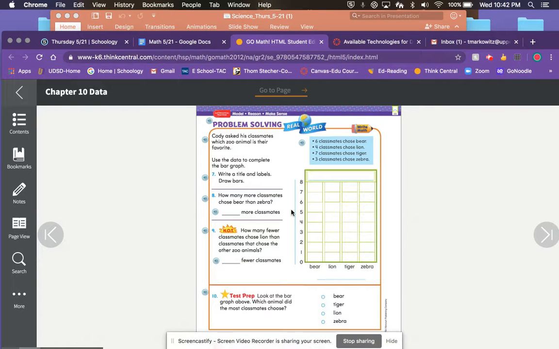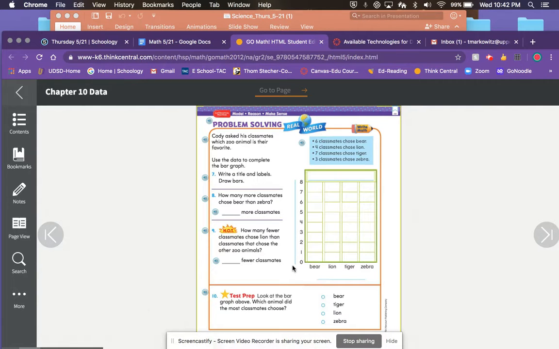And then on the back, we have Cody. He asked his classmates which zoo animal is their favorite. Right there is exactly where your labels are. Classmates is the numbers. Zoo animal. And up the top, favorite zoo animal is your title. Here's your information. 6 chose bear, 4 chose lion, 7 chose tiger, 3 chose zebra. Write the title and labels and draw the bars, so that means you have to fill them in using the numbers. How many more classmates chose bear than zebra?